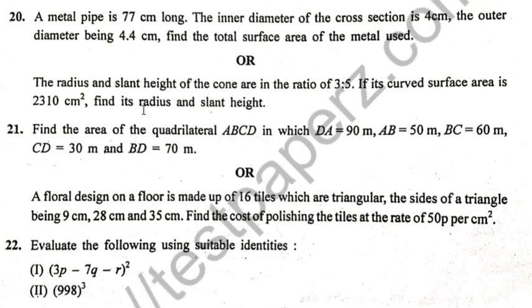Second, in option they have given the radius and slant height of a cone are in the ratio 3:5. If the curved surface area is 2310 centimeter square, find the radius and the slant height. Okay, the radius and the slant height of a cone are in ratio R upon L, 3:5. Curved surface area is given, find radius and slant height. Okay, 2310, 3/5.